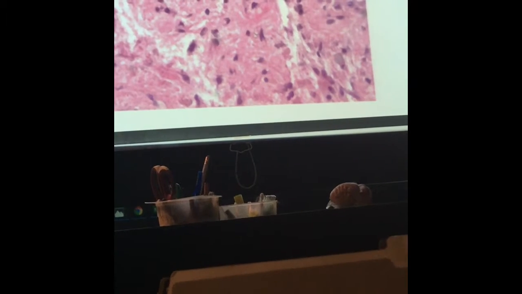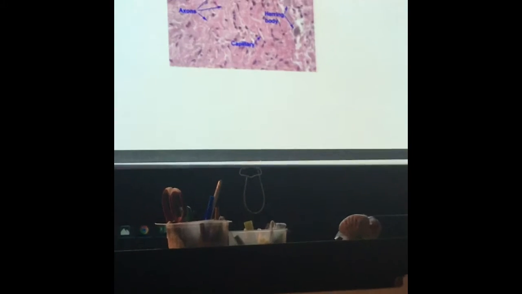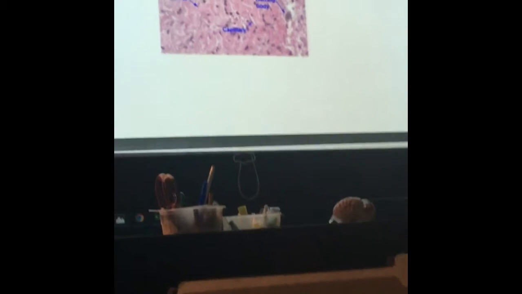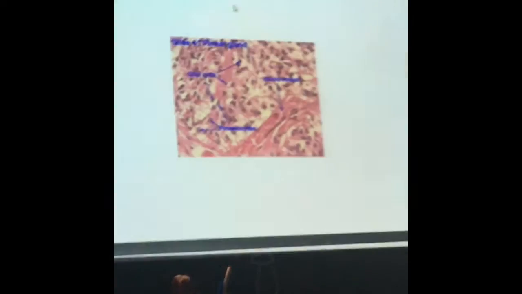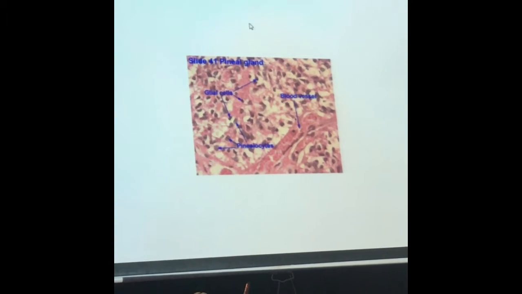Okay, so this is what the posterior pituitary looks like. A few shots of that. Some more. You see there are axons in there. Okay, so that's our look at the pituitary gland. Again, I'm going to pause for a second. Are there any questions about the pituitary?